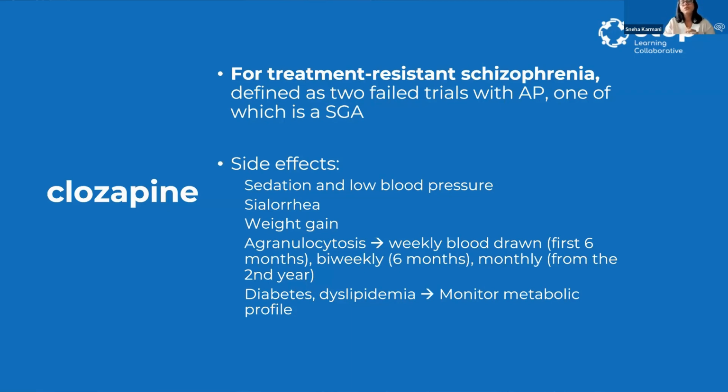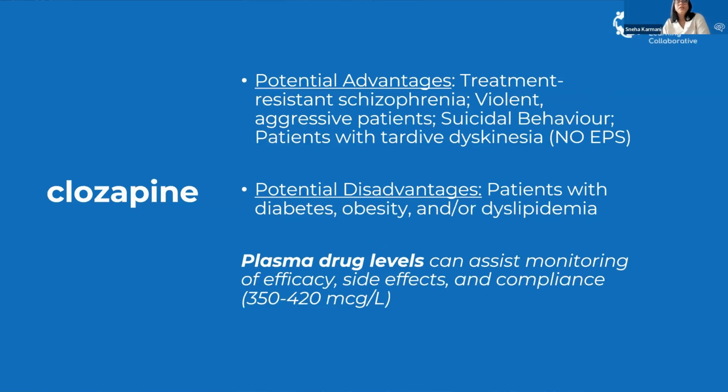That is why we do a full blood count for these patients. Initially, we do it weekly, then we do it at 15 days interval, and then we taper it to monthly from the second year. Also, diabetes, dyslipidemia, because it's a second generation, you have to monitor their metabolic profile. Now, advantages are that it's helpful for treatment of treatment-resistant schizophrenia. It can be used in violent aggressive patients, persons with suicidal risk, persons with tardive dyskinesia.